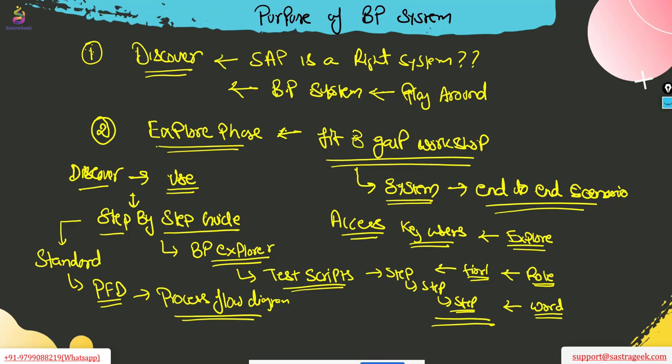Those process flow diagrams clearly define what the standard business process from SAP is, and then the business would be able to modify it in the fit and gap workshop and add their own steps to customize or enhance it. So those are the things which would be available from the best practices. So best practices is a combination of a system plus documentation.